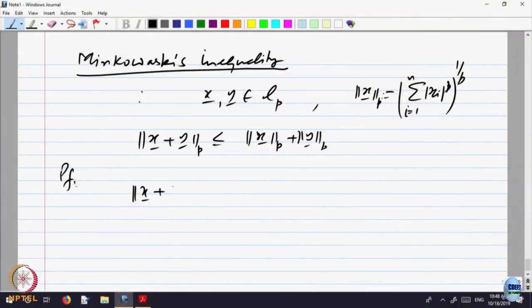So, let us give a proof of that. The proof is reasonably simple. Let us look at the left hand side. So, that is norm of x plus y in p. What is that quantity? That is equal to sigma mod x_i plus y_i raised to power p, i from 1 to n, whole thing raised to power 1 over p. Let me raise it to the power p so that I do not have to write it every time. So, left hand side I have raised to the power p. So, that is equal to this, right.